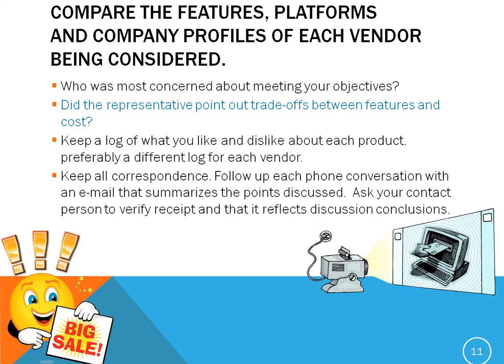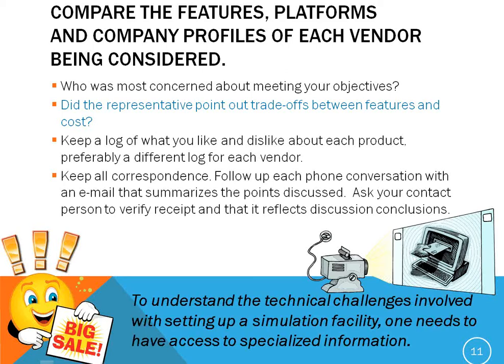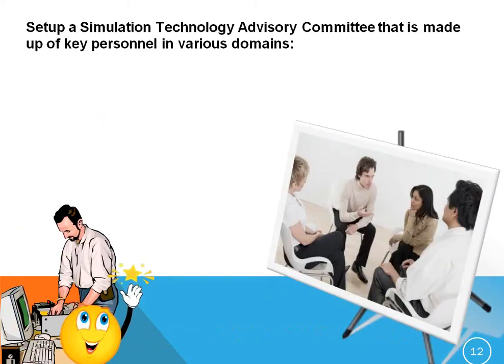Keep all correspondence. Follow up each phone conversation with an email that summarizes the points discussed, and ask your contact person, the person that you were talking to on the phone, to verify receipt and that it reflects the actual discussion conclusions. This allows you to make sure that you're all on the same page and that you have a running log of what was actually agreed upon, and makes it easier later to refer back to what was discussed before. Okay, please advance. And now, very critical is to understand the technical part of things.